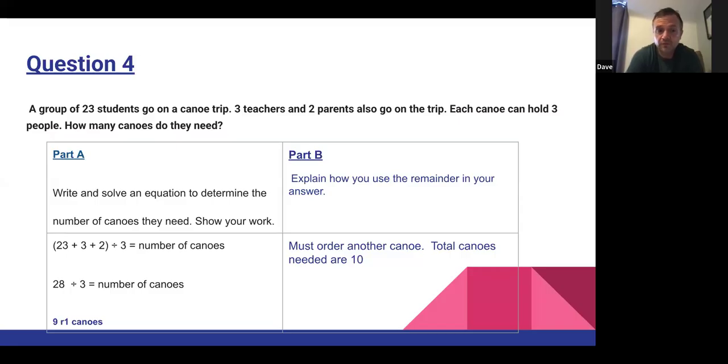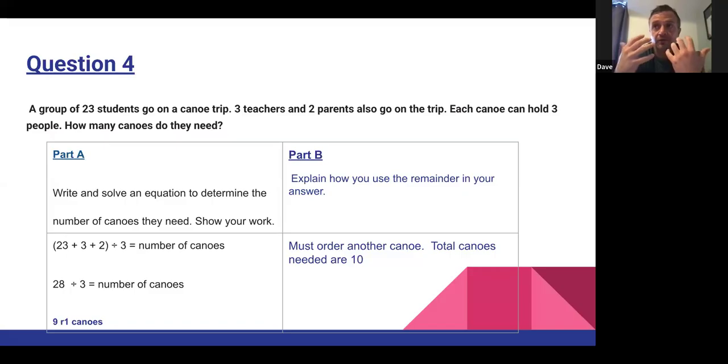So I have 28 people, and 3 people can fit in a canoe. So I take my 28 people, I divide it by 3. When I divide it, I get 9 with a remainder of 1. Okay? So that means there's 1 person without a canoe. I have 9 canoes and then 1 person. Okay? So part B says, how would you use your remainder in your answer? It means I need to order another canoe.